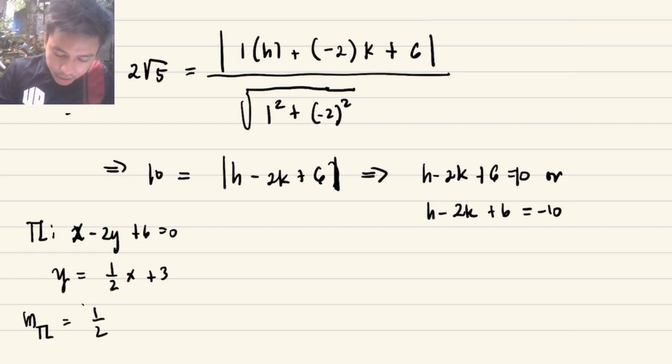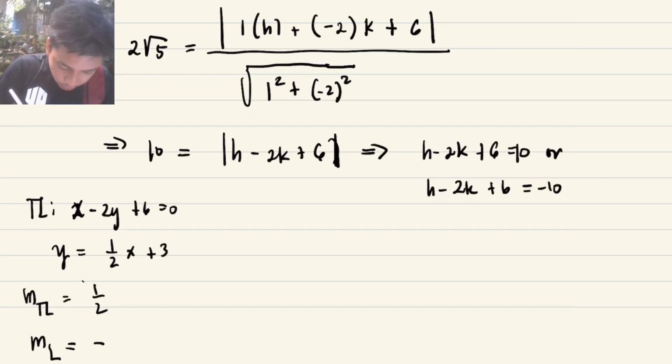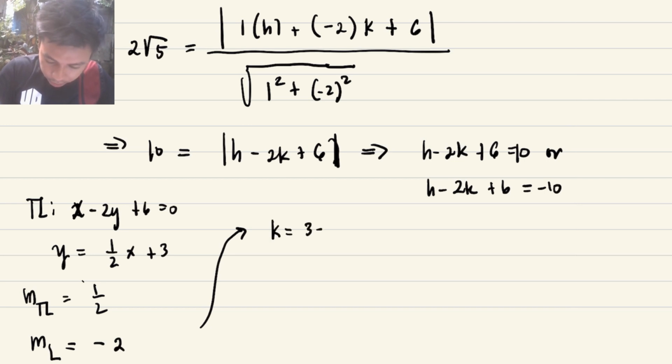So this means the slope of the line that passes through the center and the point of tangency is the negative reciprocal, which is negative 2, because they are perpendicular lines. Thus, if h and k satisfy the equation, we would have 3 minus 2h. So this is the slope, and k and h are the points that satisfy the equation of the line from the center to the point of tangency.